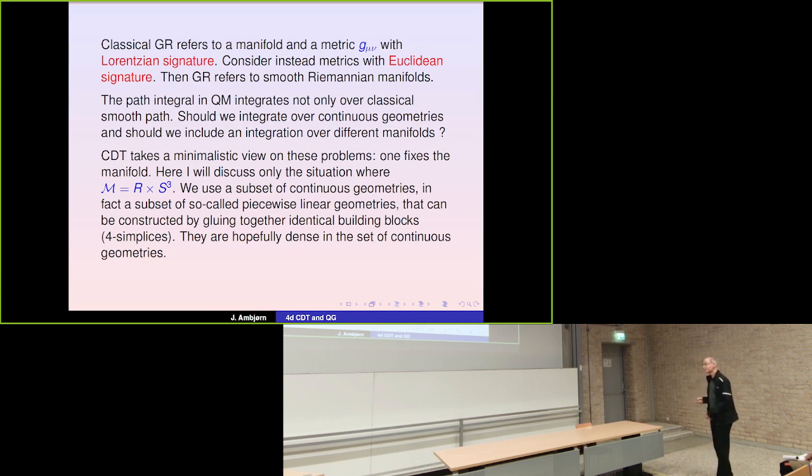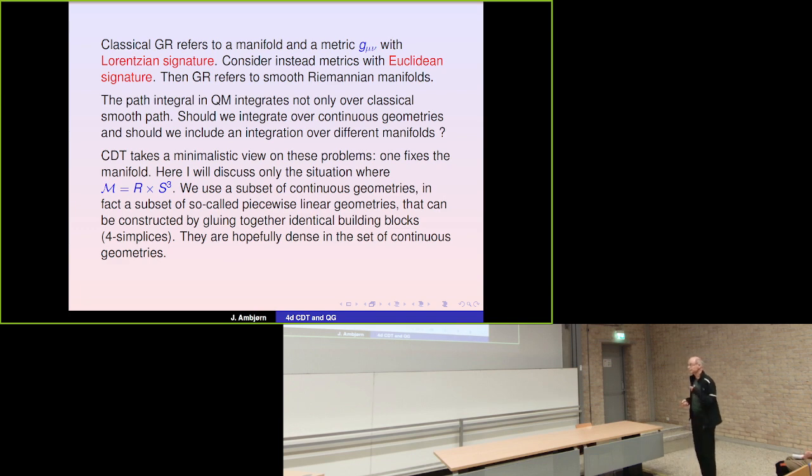So classical gravity refers to a manifold with a metric and Lorentzian signature. If you get this perverse idea to rotate to Euclidean signature, then anyway it refers to smooth Riemannian manifolds. But we know even in quantum mechanics, the path integral is not over smooth paths. We have to integrate over all kinds of fractal paths, and they are continuous. So it seems that as a minimum, we would have in any path integral to integrate over continuous geometries, and this is a very unwieldy concept actually.